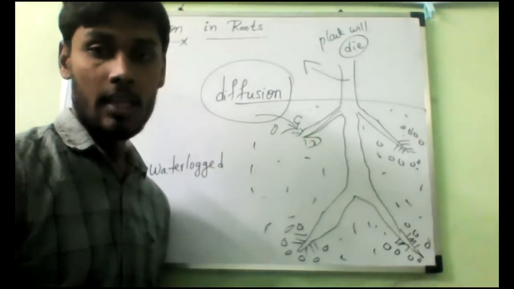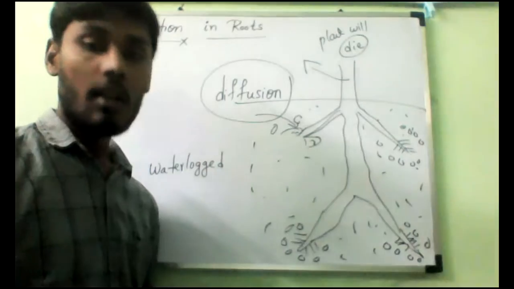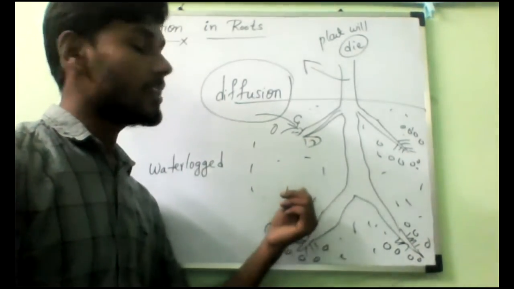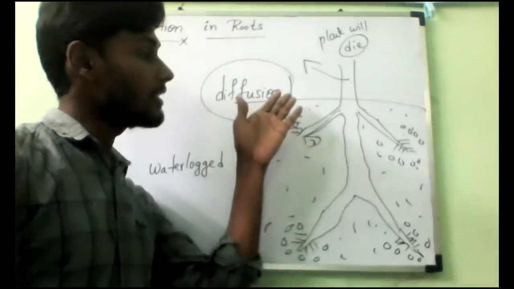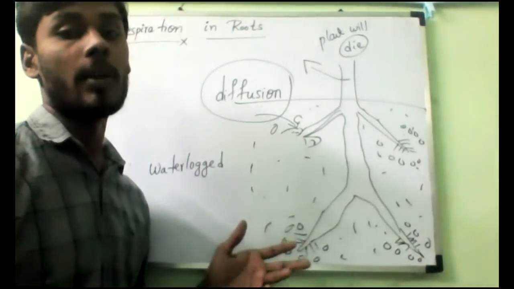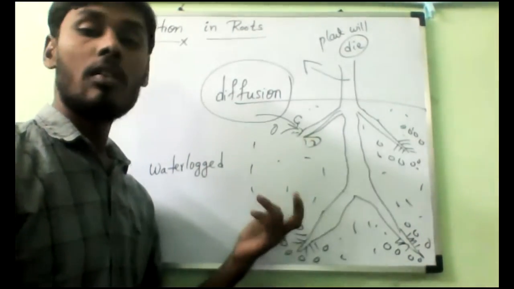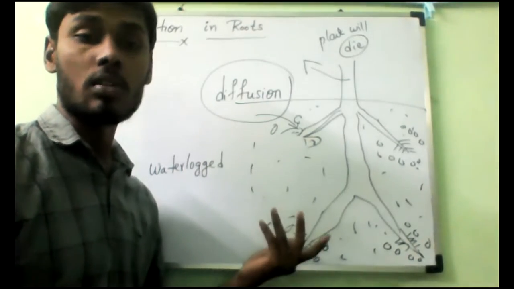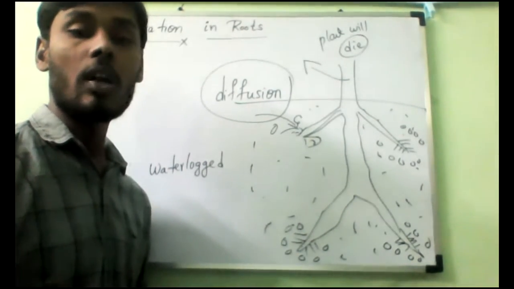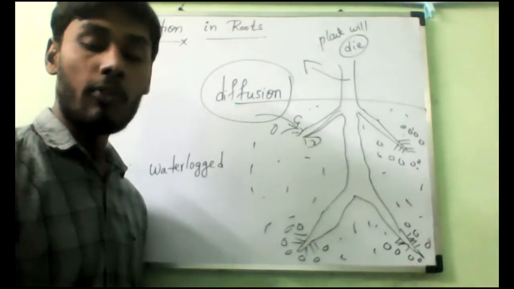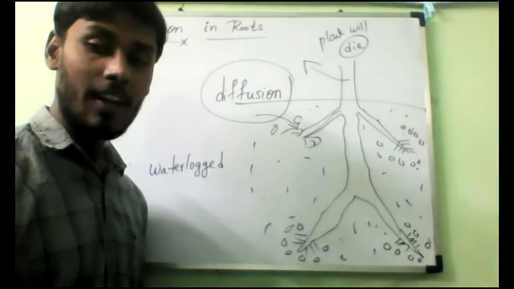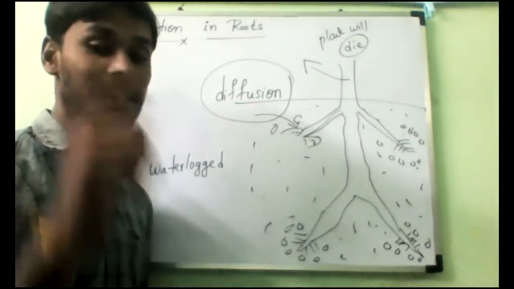Why? Because if water is present, there is no absorption of air by the soil. So what will happen? There is no respiration process in the roots. If there is no respiration, there is no energy for the roots, so the roots will die. If the roots die, will the plant be alive? Say yes or no.